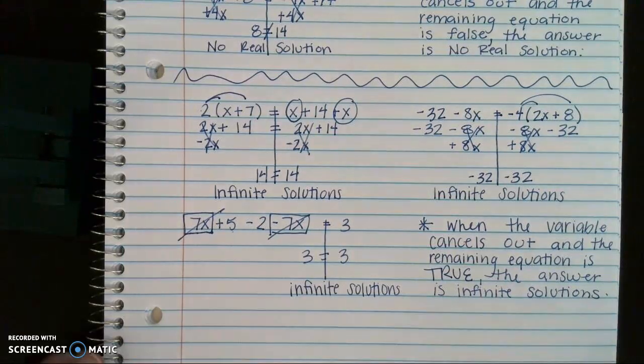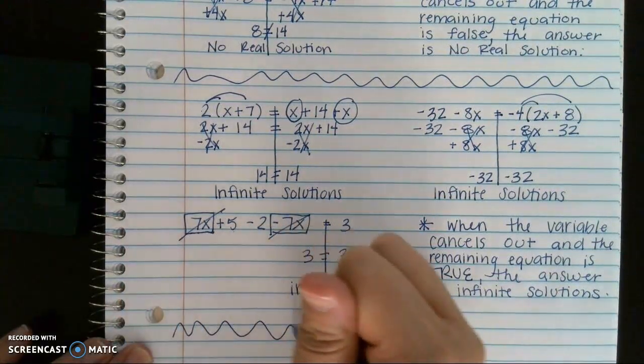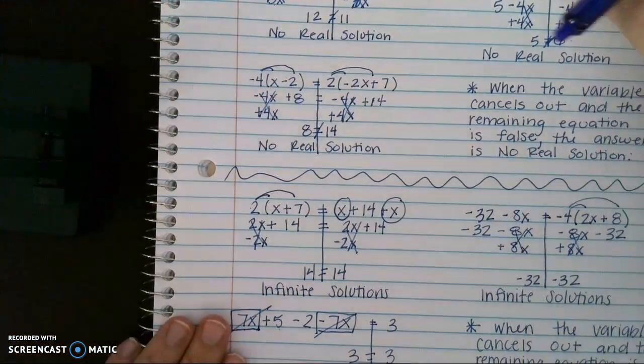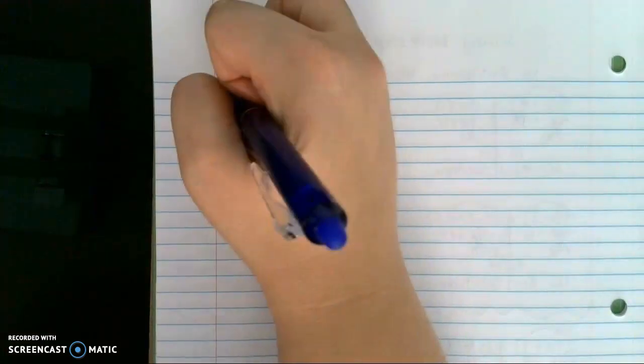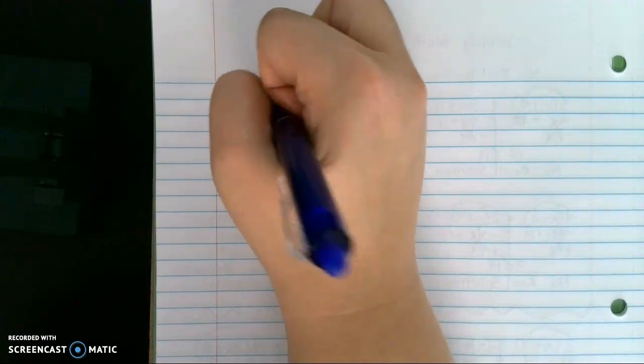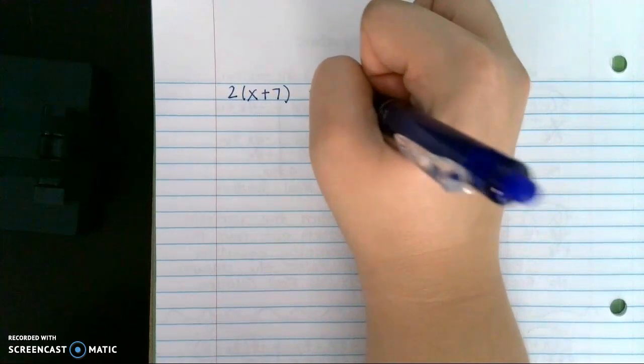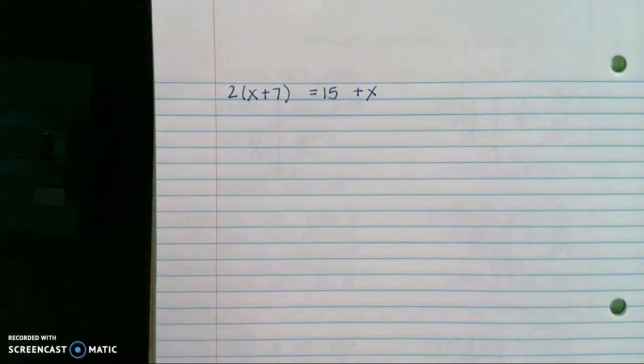All right. Once again, I'm going to put a line under this so I can keep them separated. I'm going to do one more section, so I have to flip the page. All right, we're all back in. What if we have an equation that looks like this? 2 parentheses x plus 7 equals 15 plus x.